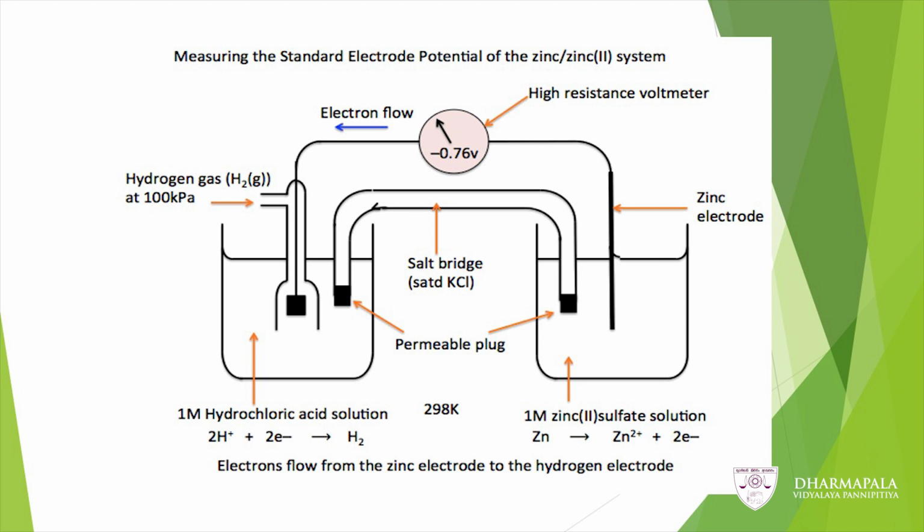Here the ability of zinc to form zinc 2 plus ions is higher than the ability of hydrogen to form H plus ions. Therefore, the position of the zinc 2 plus zinc equilibrium will be more to the left than that of the H2 H plus equilibrium. There is a greater buildup of electrons between charges on the 2 electrodes, and the potential difference can be measured with a voltmeter. This is actually the standard electrode potential of the zinc 2 plus zinc system.